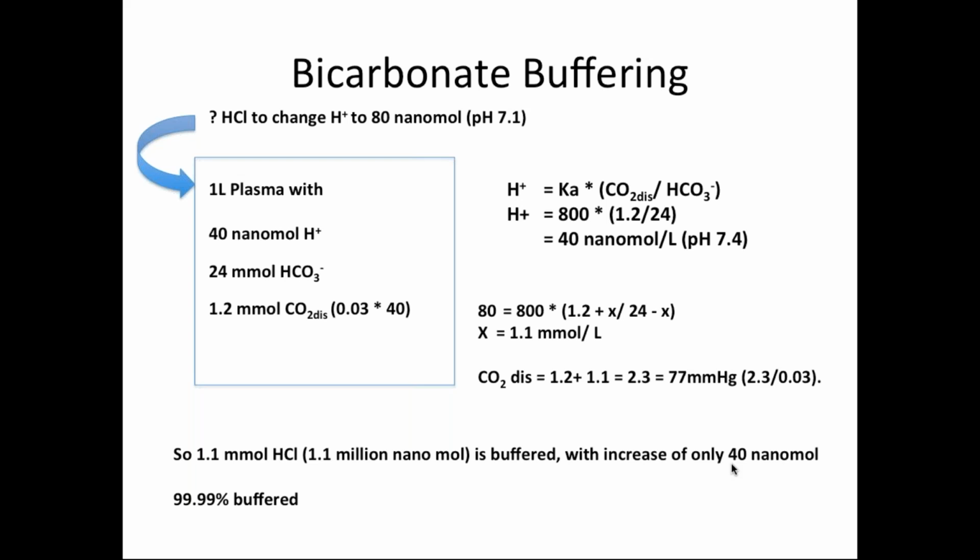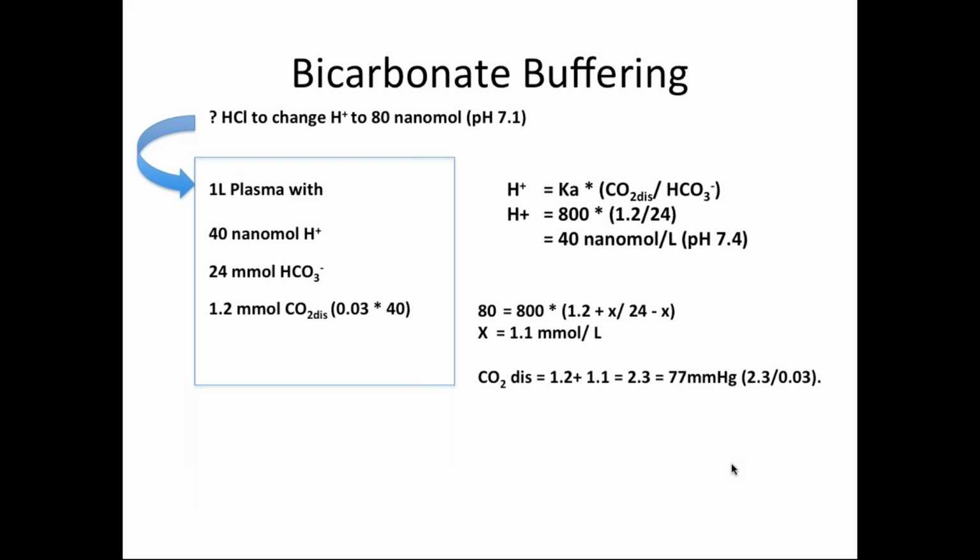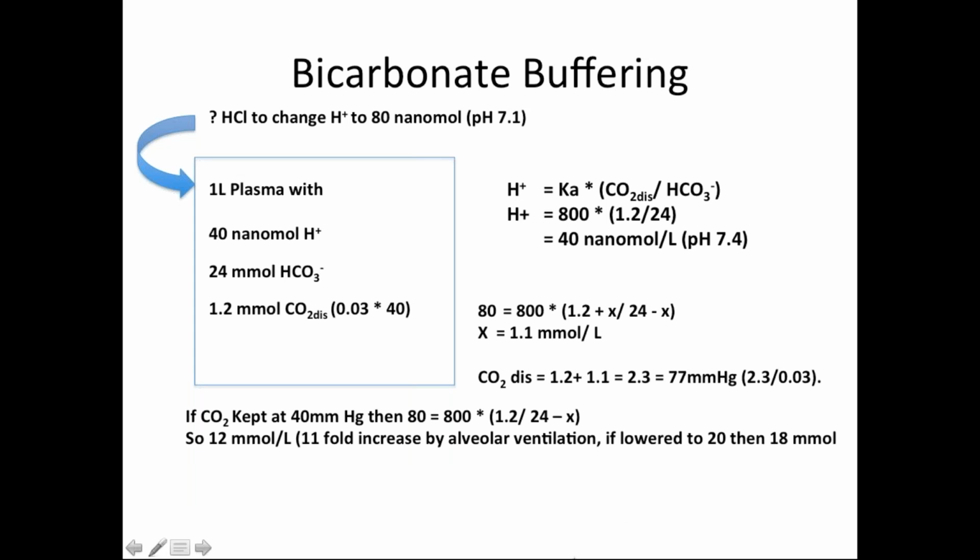So what does the human body do? It has the ability to regulate the CO2 and increase the alveolar ventilation, so the CO2 goes down. So now let's recalculate with a situation in which the CO2 is kept constant at 40 while we add extra HCl. If we keep the CO2 constant at 40, then with a final concentration of H plus at 80, we solve again for X while keeping the CO2 constant at 1.2, and what you get is 12 millimoles per liter.